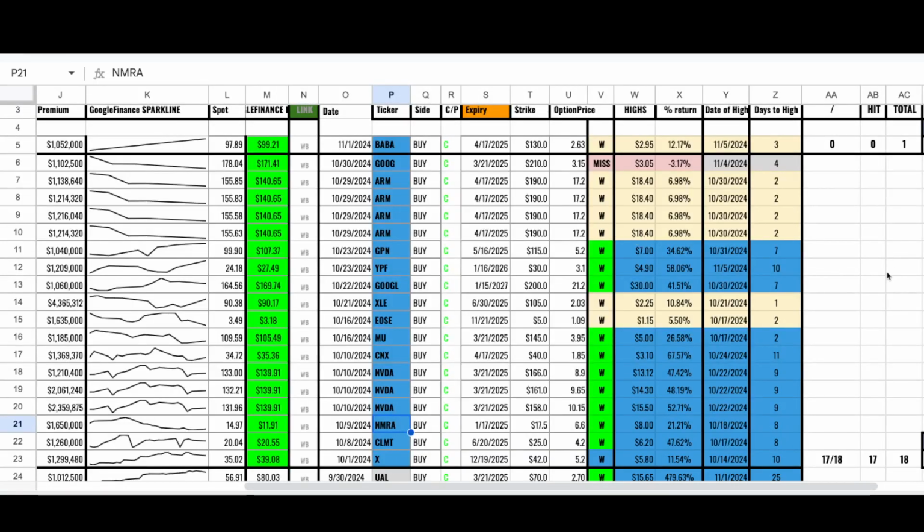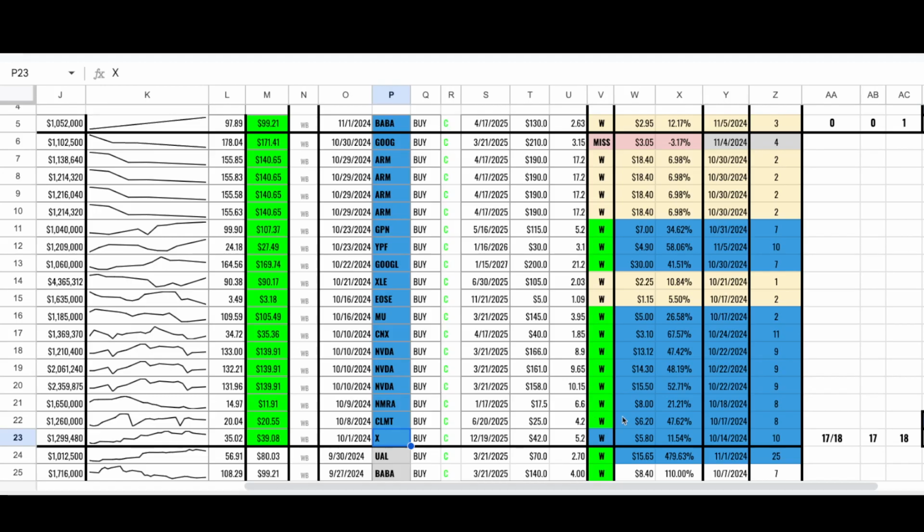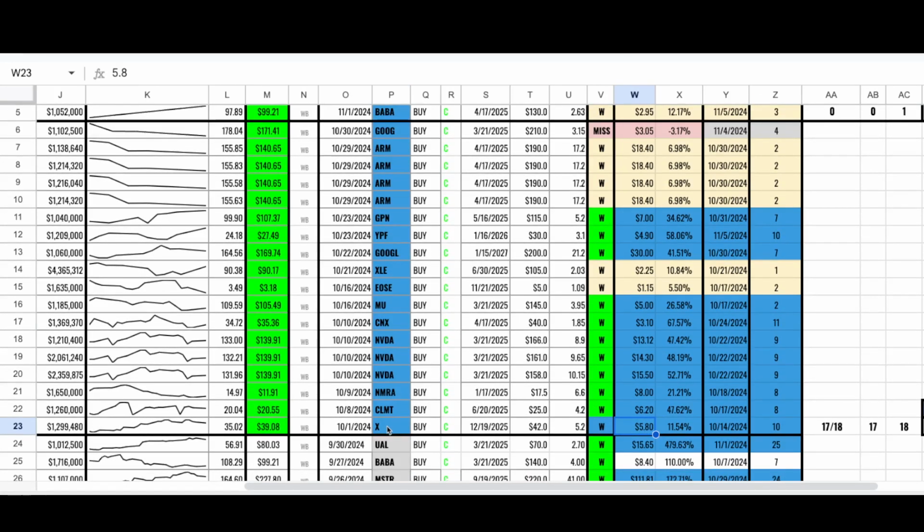All right. Now back to our back test, CLMT. They had some news that caused them to pop quite a bit as well. X, which is a steel company, that one's gone up only about 11%. So this one's definitely worth keeping an eye on. They have till the end of 2025.